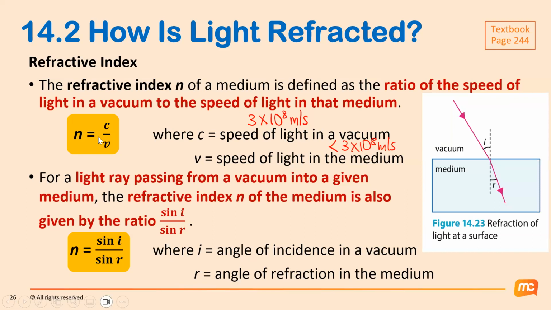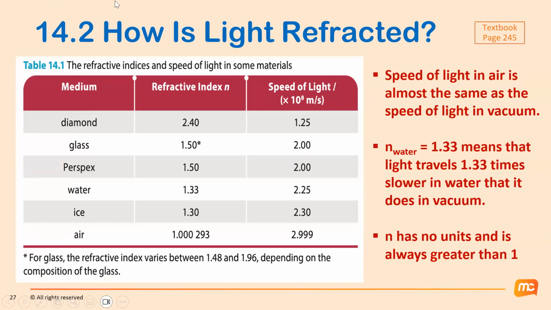N equals C over V, where C is the speed of light in vacuum over the speed of light in the medium. And we can also express refractive index in terms of the angle. That is just now the second law, which says that the ratio of sine I over sine R will always be a constant, and the constant is known as the refractive index of the medium. We'll zoom into examples later on.